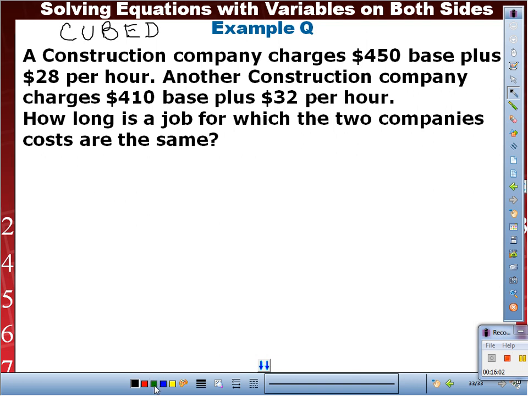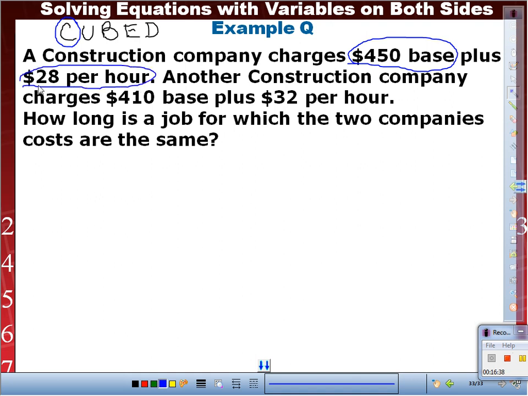Here we go. I'm going to start with blue, and I'm going to circle the letter C. C stands for circle. That's why I circled it. Circle what? Important numbers. So I'm going to circle important numbers from here: 450 base, $28 per hour. That's important. 410 base, and 32 per hour. That's important.